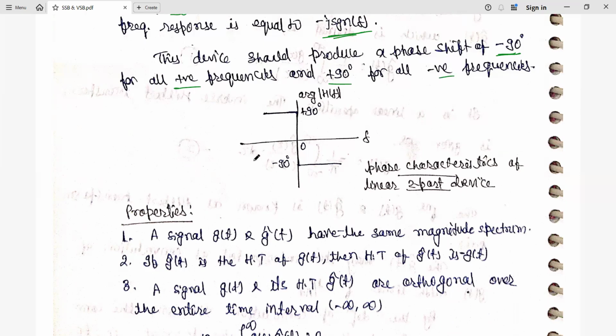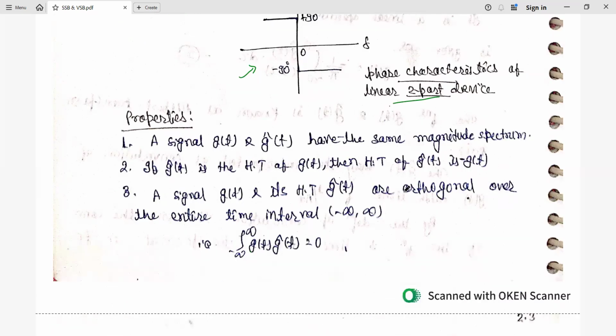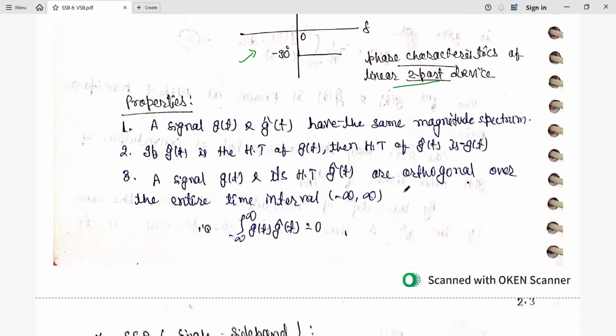You can see this part here for the negative frequency. We have positive values, and for the positive frequency, we have negative values. This is the phase characteristic of the linear two-port device through which g of t passes. So finally, what are the basic properties? Both g of t and g cap of t have the same magnitude spectrum. And g cap of t is the Hilbert transform of g of t, and the Hilbert transform of g cap of t is minus g of t. That we have already seen in the expression.